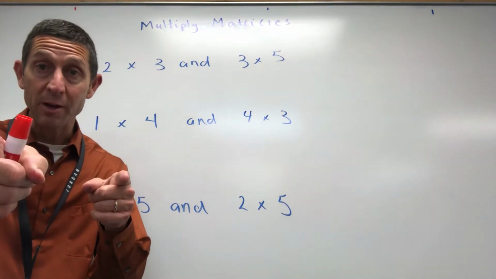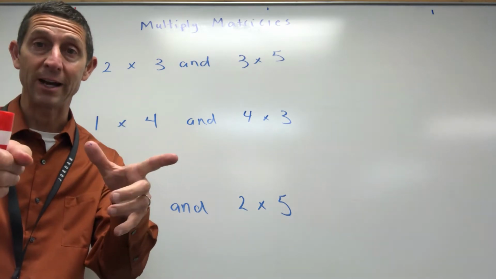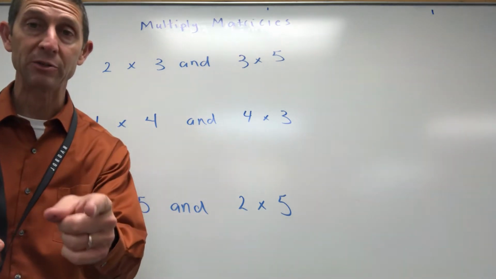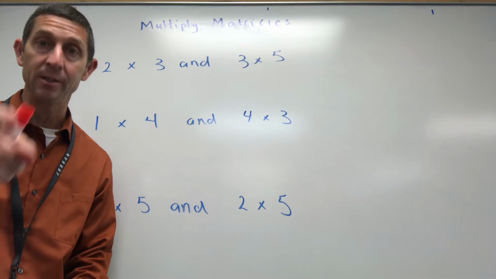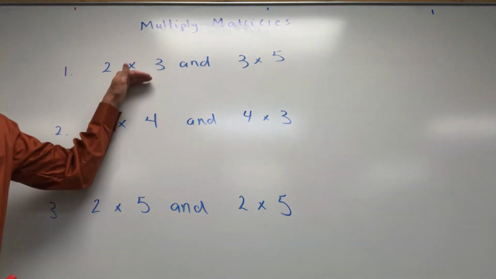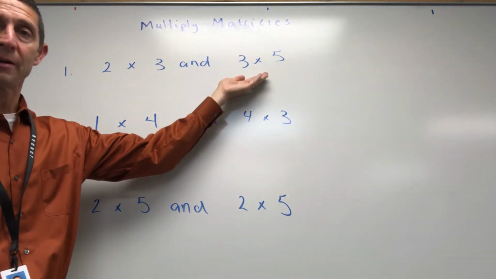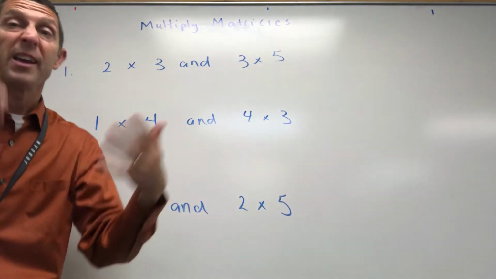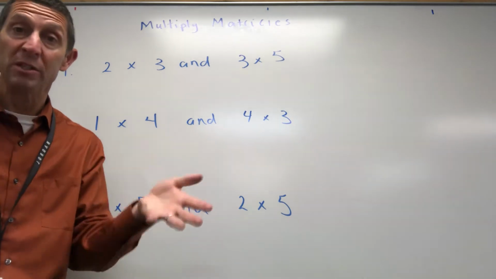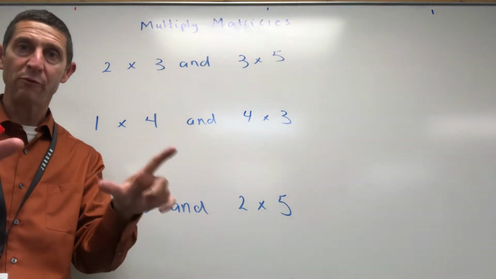Okay. Multiplying matrices right here, right now. So, multiply two matrices together. There's a rule for this. Let's figure out the rule. Dimensions: your first matrix is a 2 by 3, the second one's a 3 by 5. You want to know, can I even multiply them together? Like, what's the rule? So here's the rule for multiplying matrices.